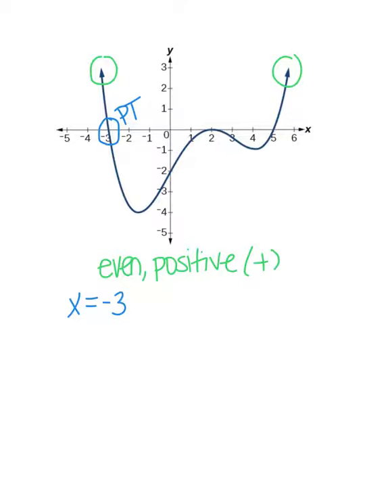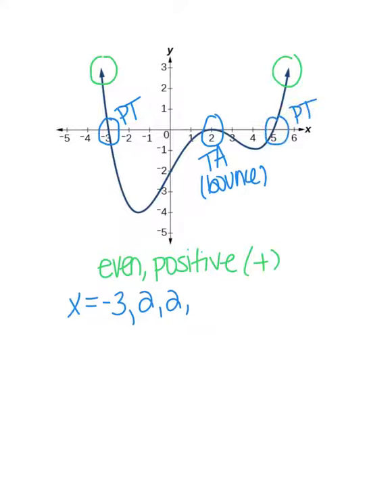If I continue on, I see that I have another solution at +2. This time I see that little turnaround or that bounce on the x-axis, so that means that there are 2 of them. So I have 2 +2's. And then finally I have another pass-through at +5, so there's just 1 +5. Now again, I have 4 total solutions, which makes sense because we originally said that this was an even function.